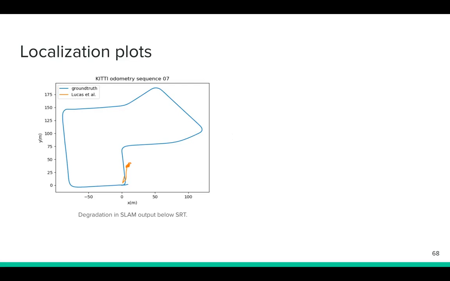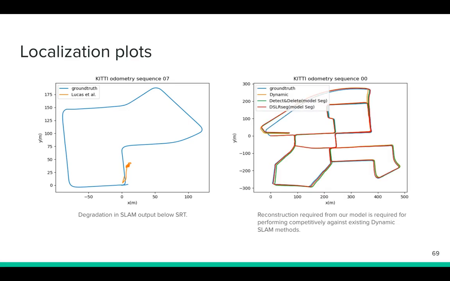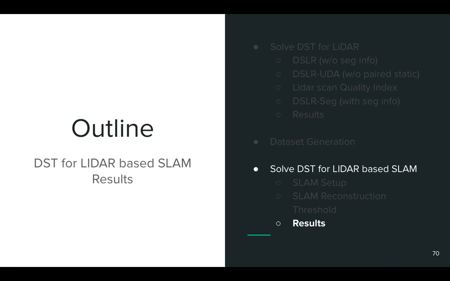We also confirm this using localization plots generated by SLAM. The existing state-of-the-art LiDAR reconstruction algorithm fails to perform SLAM on a simple run of the KITTI dataset. However, our proposed approaches demonstrate high SLAM performance on very complex runs and perform competitively with existing SLAM baselines like detect and delete.